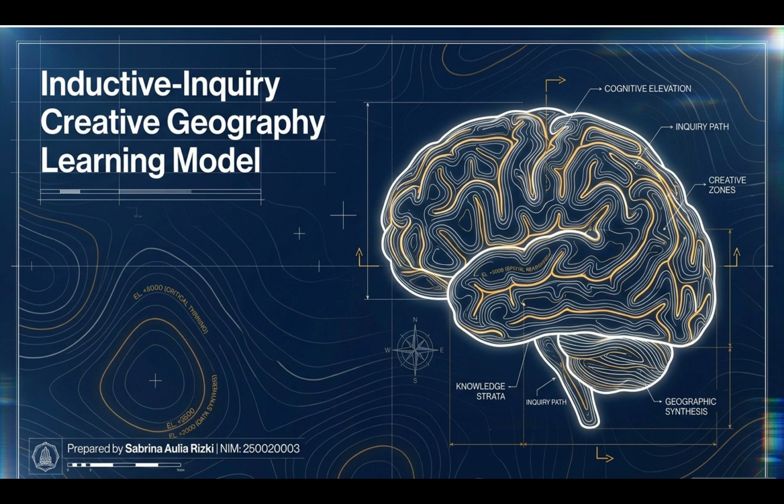The main purpose of this model is to help grade 10 students understand geography not only by memorizing information, but also by observing phenomena, developing concepts, investigating problems, and creating impossible solutions. Through this model, students are expected to become active, critical, creative, and independent geographical thinkers.